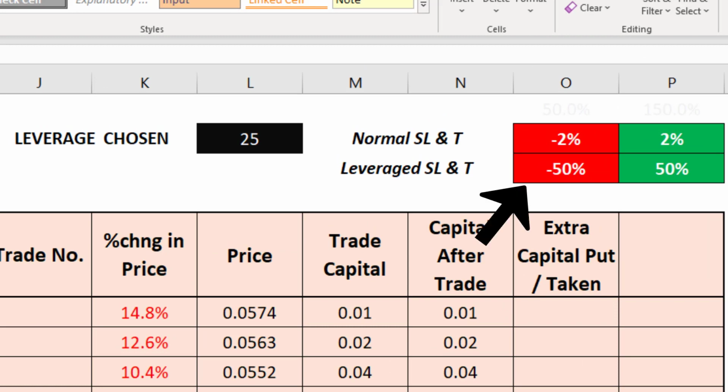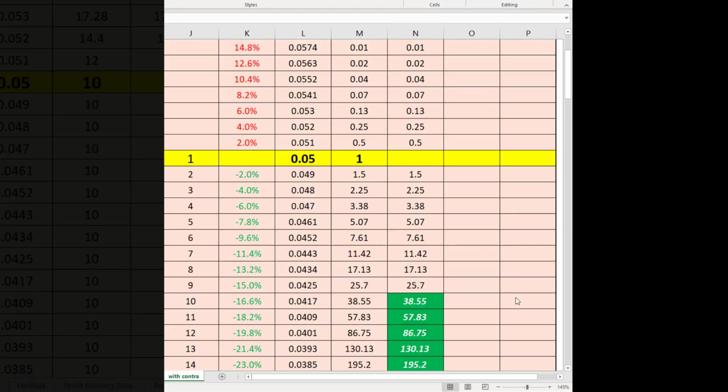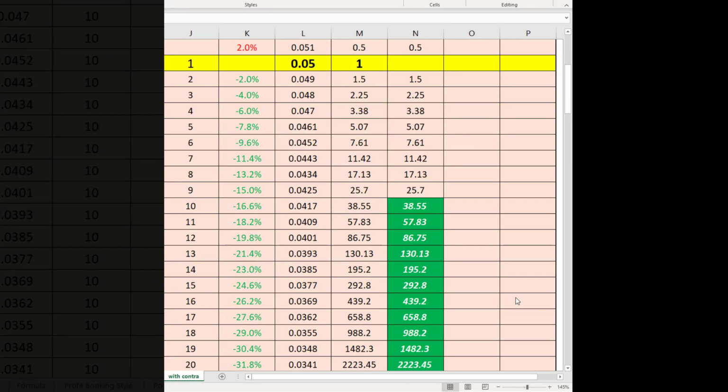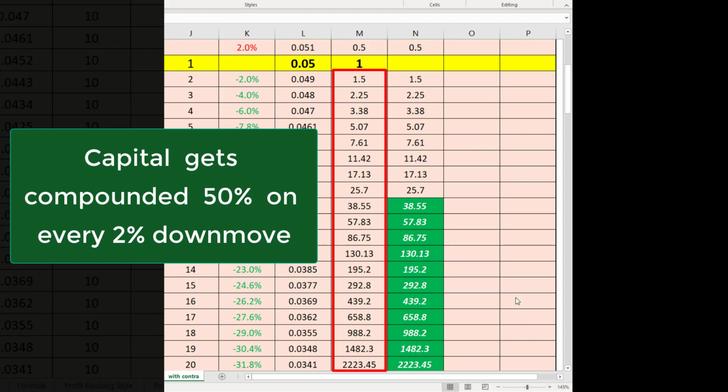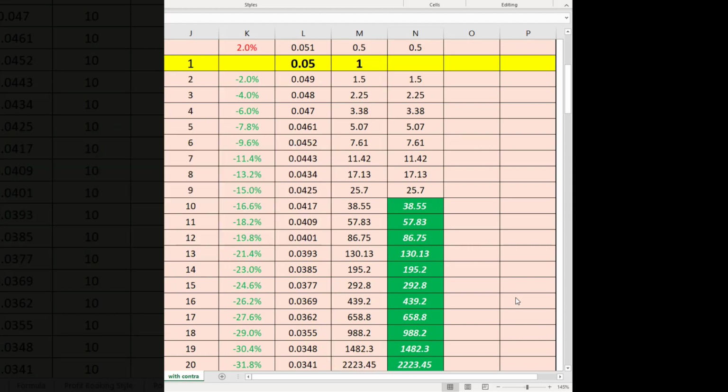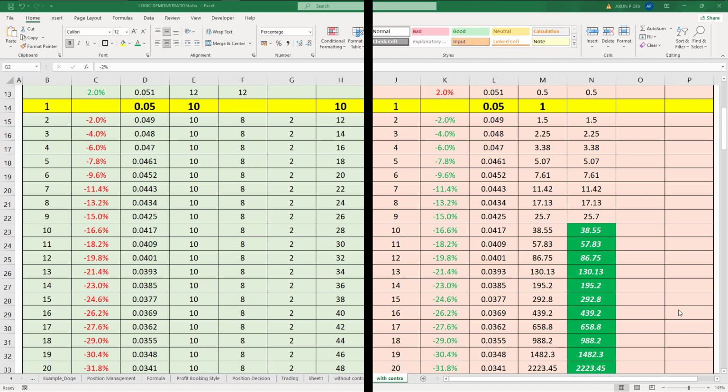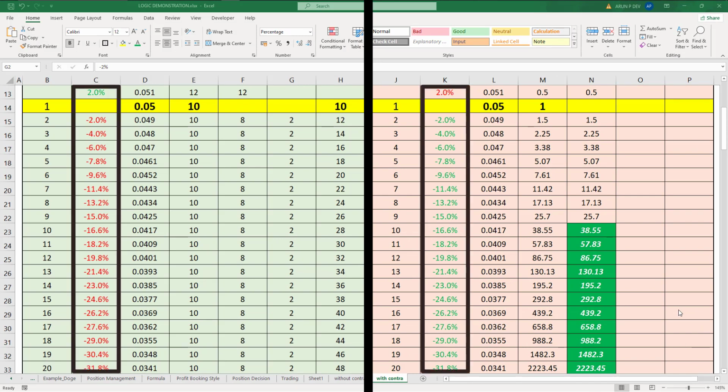Hence, whenever SL hits, I will lose 50% on capital, and whenever target hits, I will gain 50% profit. Since this is a sell order type, downside would be the profitable side for it, right? Hence, for every 2% fall from the entry price, its capital will get compounded by 50%. Literally saying, we are taking entries and exits on both primary and secondary orders together. Hence, if primary books a loss, at the same time secondary will be booking a profit and vice versa.